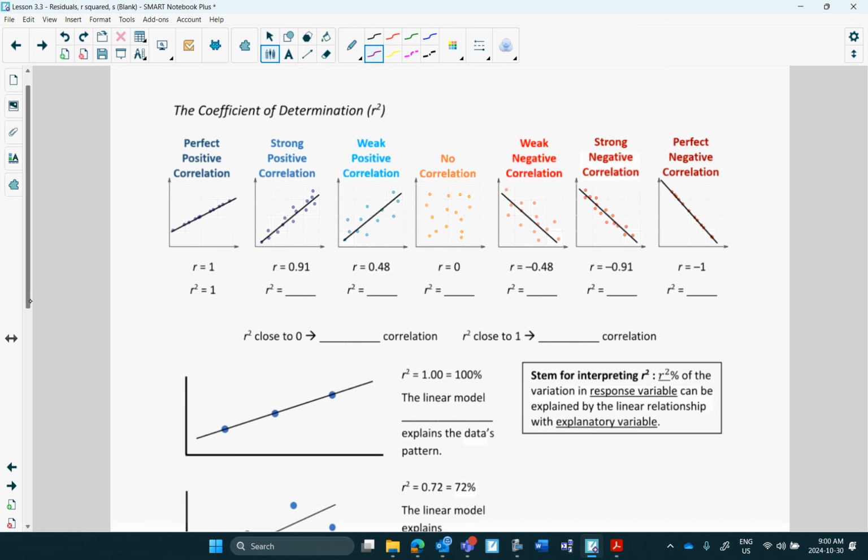So we did this way back in the first lesson. Well, I guess not way back. So if I give you all these and square them all, I'm going to get this. Okay? All I did was square the r's. And notice that they all become positive. So r squared is always going to be a positive value.